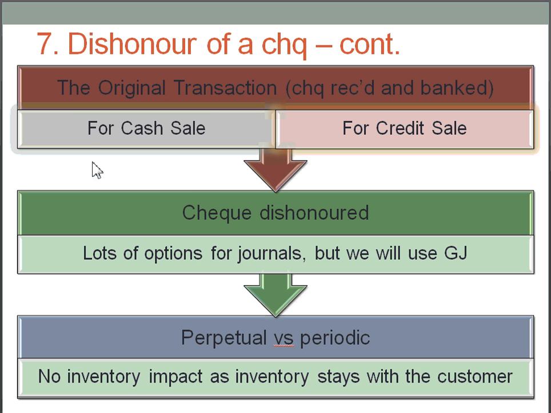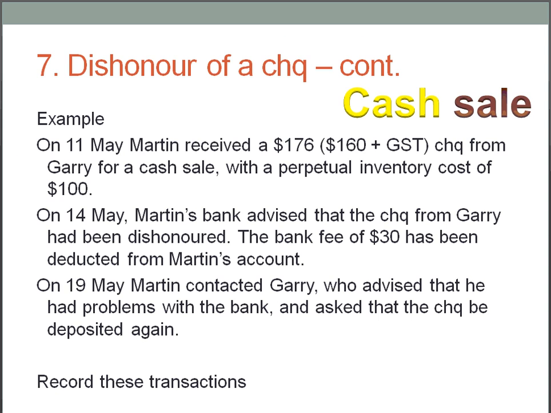All right. In our example, whether you use cash sale or the payment was for a credit sale, we're going to use the general journal. It is possible to use specialized journals, but we're just going to consider one example of the general journal. Now, perpetual or periodic really doesn't matter. Because the inventory stays with the customers, the inventory does not come back to the business, it doesn't matter what inventory method was used because the inventory is gone, it has been taken out, so it doesn't matter.